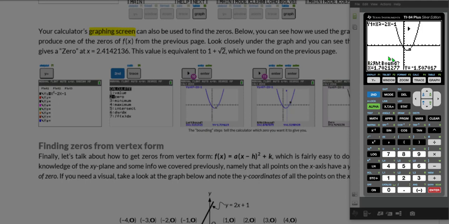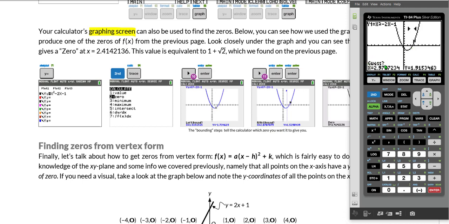Now the calculator is asking me for a right bound. So I'm going to go to the right of that 0 and hit enter again. So now you can see that this 0 here is captured between my left and my right bound. I have just captured that 0 between two x values, two vertical lines, so that the calculator knows that it is that 0 on the right that I want.